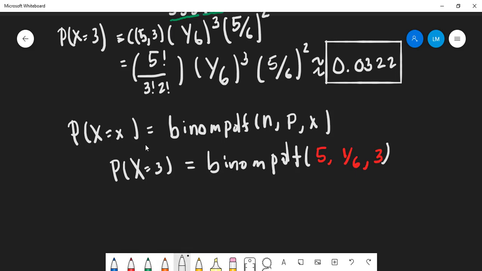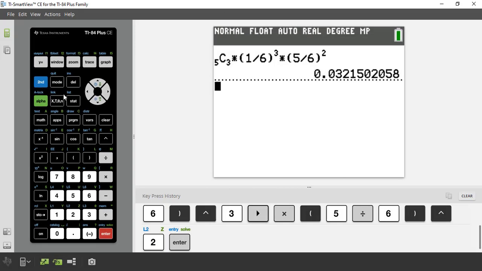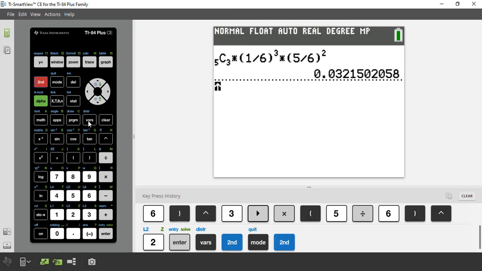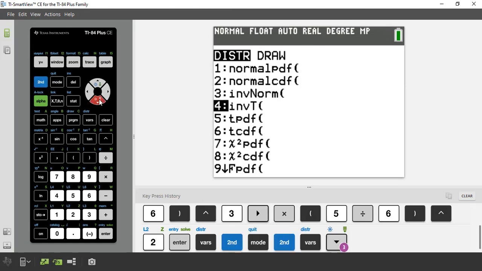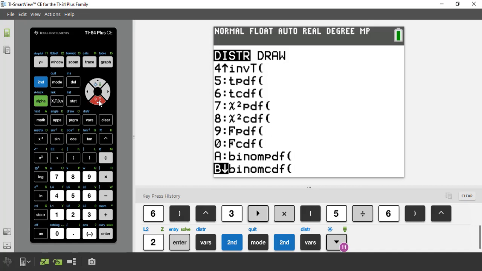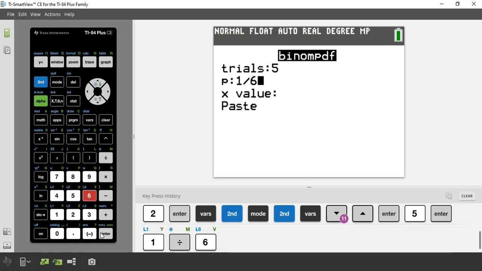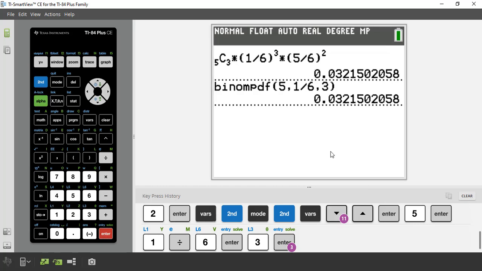Now, how do I do that? Well, I just need to go to my calculator and go to second vars, and then go to Binomial Cdf. And we're just going to select 5, go to 1 out of 6, and then we're going to select 3, and then we'll just hit enter. And that's the exact same thing. Okay.